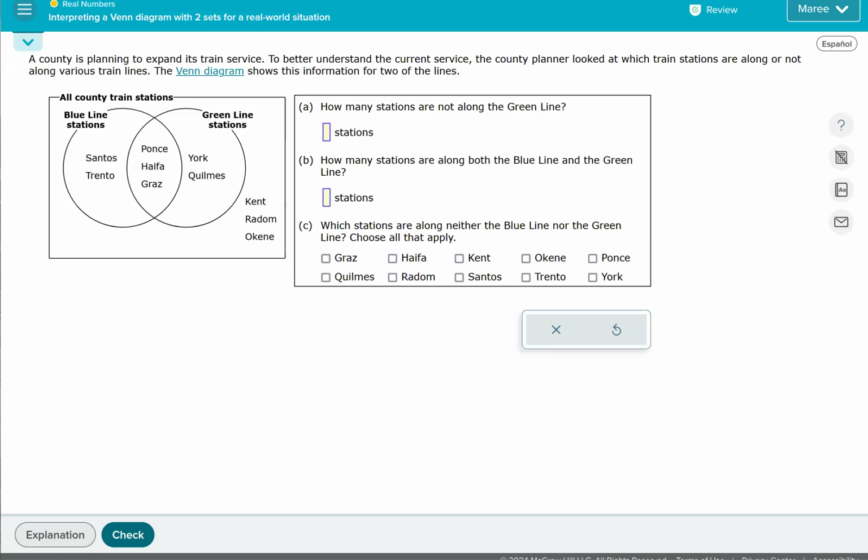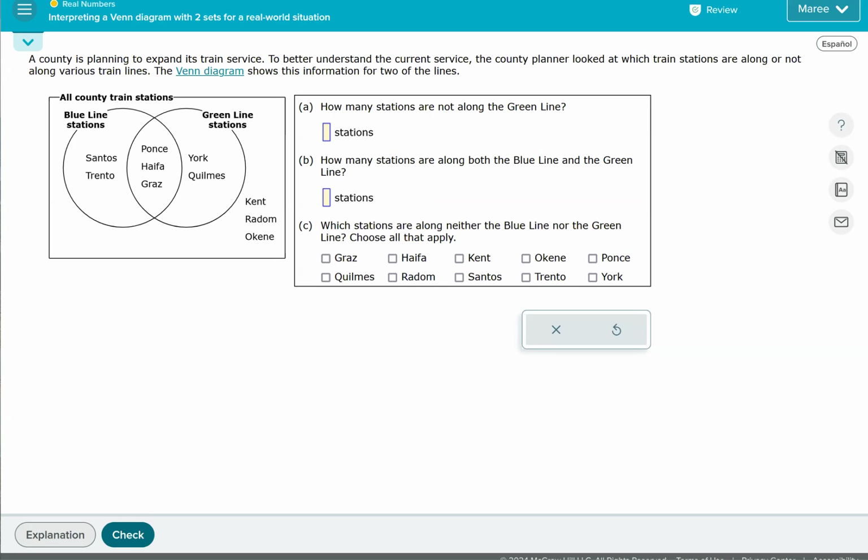This topic is called interpreting a Venn diagram with two sets for a real world situation. So the Venn diagram is like the one that you see in this problem on the left. It's usually made with circles. Each circle represents a set. So this has just two sets, which means there's just two circles in it.